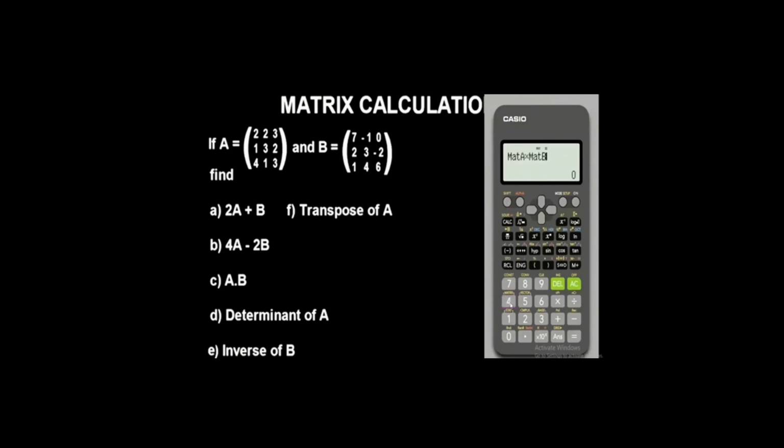Alright, so this dot sign signifies multiplication. Let's press equal to now. So this will give you the output. We are making progress, guys. So let's solve for the determinant of Mat A.